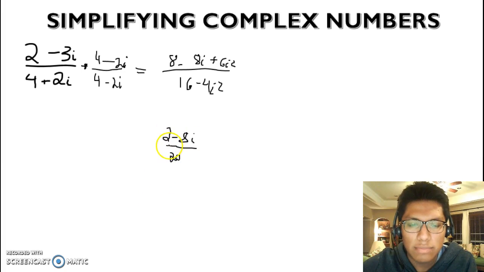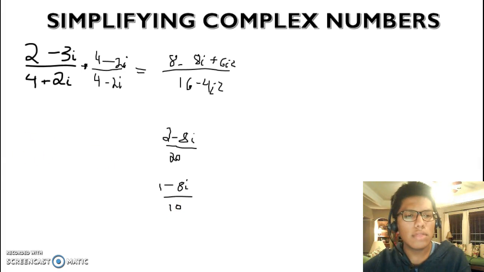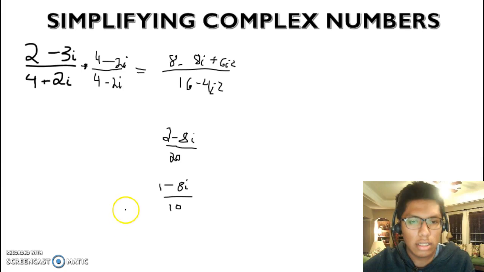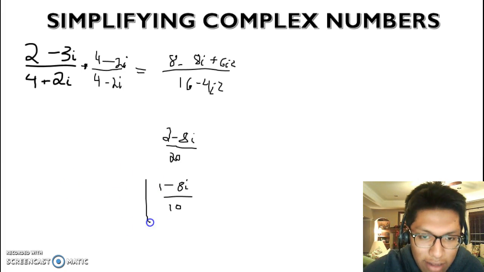But then you want to simplify the 2 and the 20, so you're going to be left with 1 minus 8i, and that's going to be a 10. So you would leave your answer as that, and that'd be your answer.